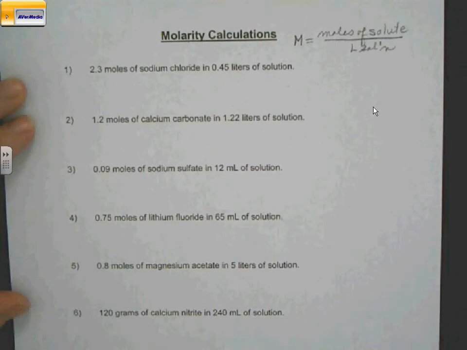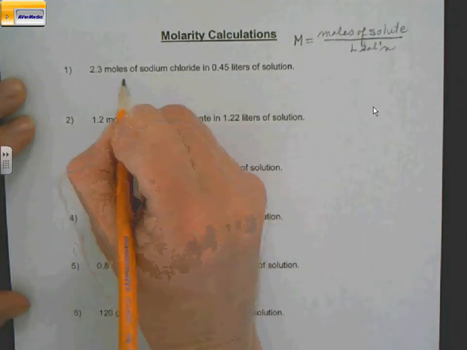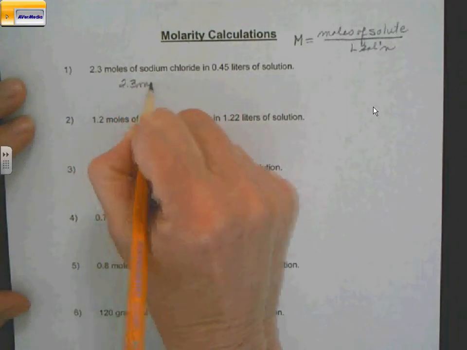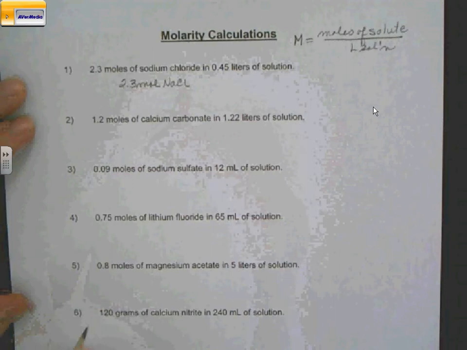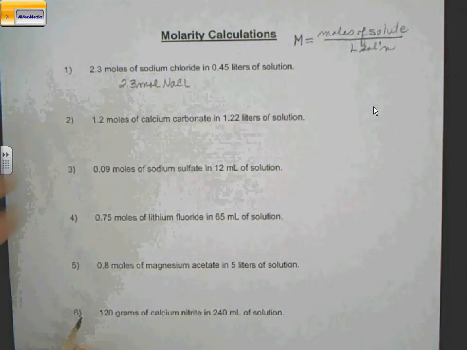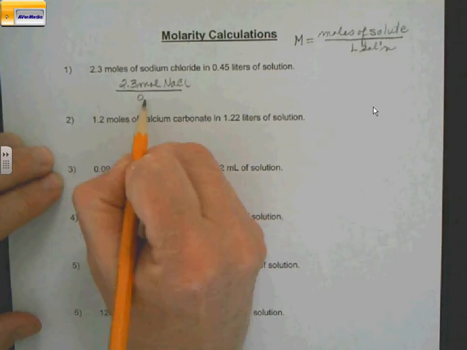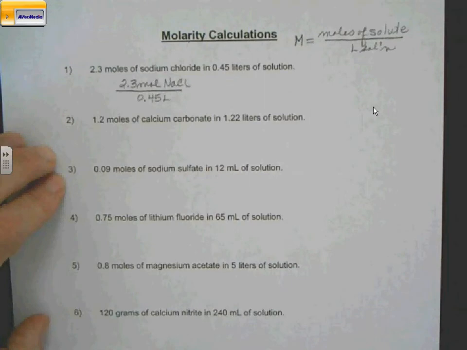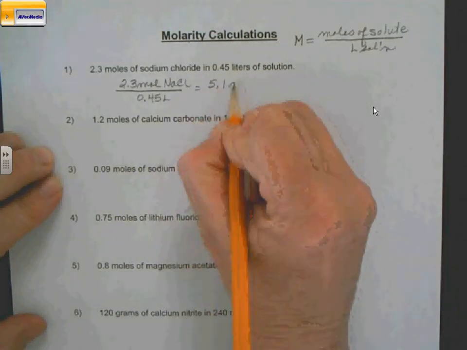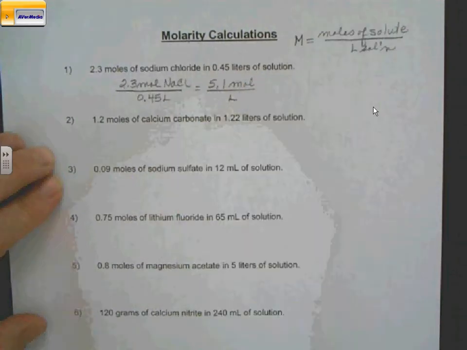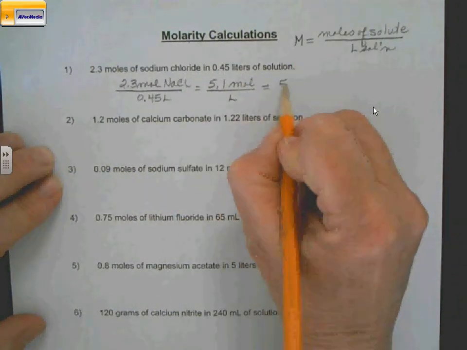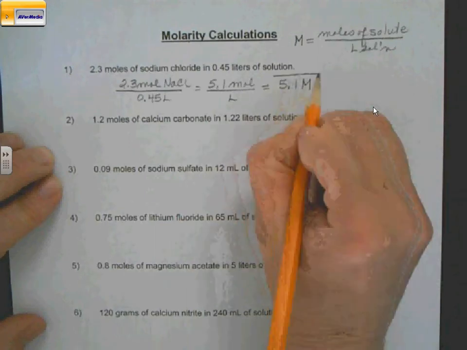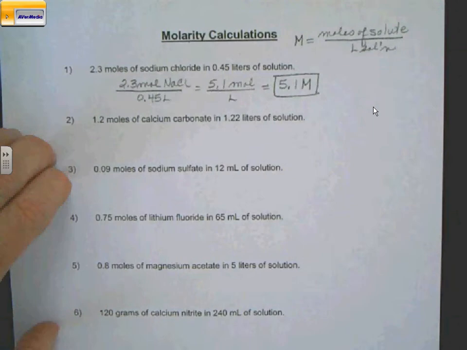Now let's look at the first one. We have 2.3 moles of NaCl, and the solution is not a liter. It's only 0.45 liters. So really this is only division to get the number over 1. You just divide 2.3 by 0.45, and you get 5.1 moles per liter. If you were to write that on a container, you would just write this. That would be your answer. Is that it? That's it. Isn't that nice?